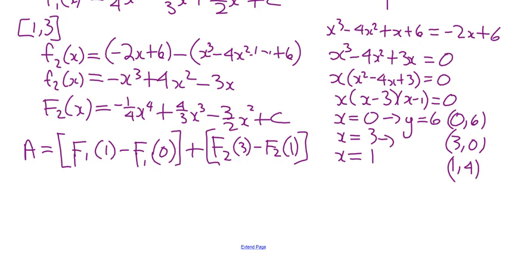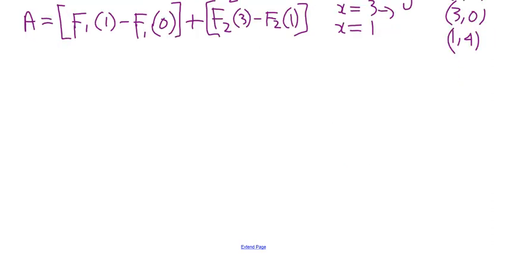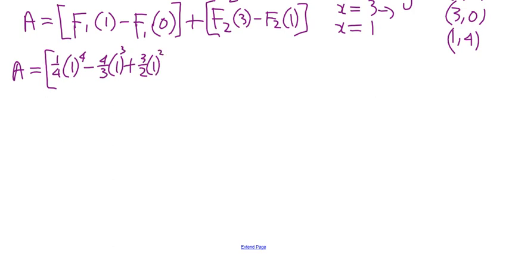All right, just plug it in. So it's not hard. It is extraordinarily tedious, but it's not hard, right? So leave lots of room, okay? So just fill it in, right? So F1 is 1/4. I'm going to put down the first set of square brackets: 1/4 of 1 to the power of 4 minus 4/3 of 1 cubed plus 3/2 of 1 squared plus c.